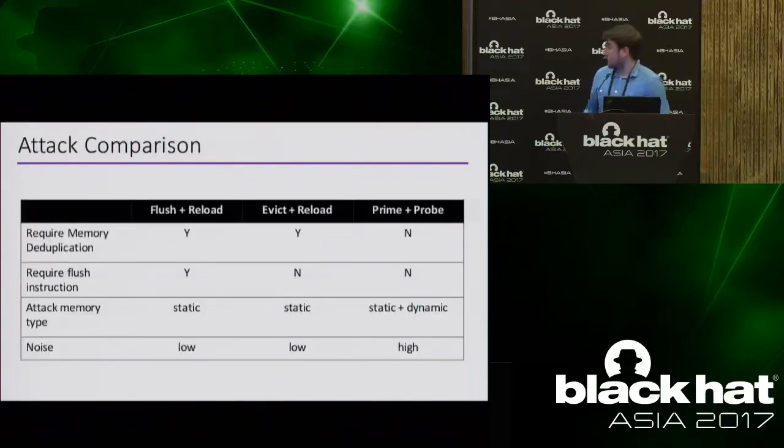So this is kind of the summary of the cons and pros of each of the attacks. Basically, the first 2, Flush+Reload and Evict+Reload, require memory duplication. The last one doesn't. Flush+Reload requires a flush instruction as well. Evict+Reload and Prime+Probe don't. The first 2 can only target statically allocated memory, and Prime+Probe can target statically and dynamically allocated memory. And the first 2 are very resistant to noise, while Prime+Probe is not that resistant.